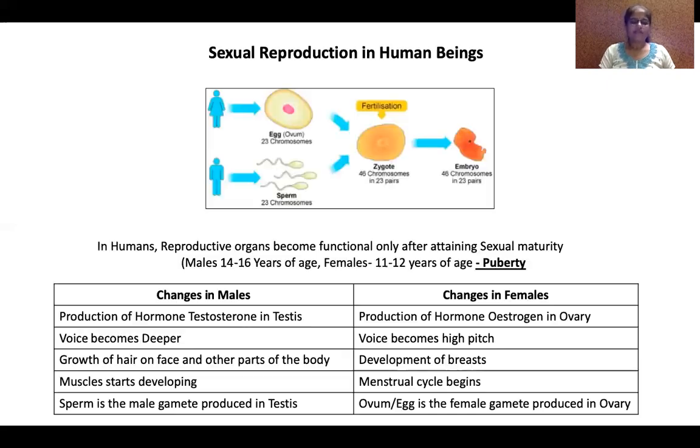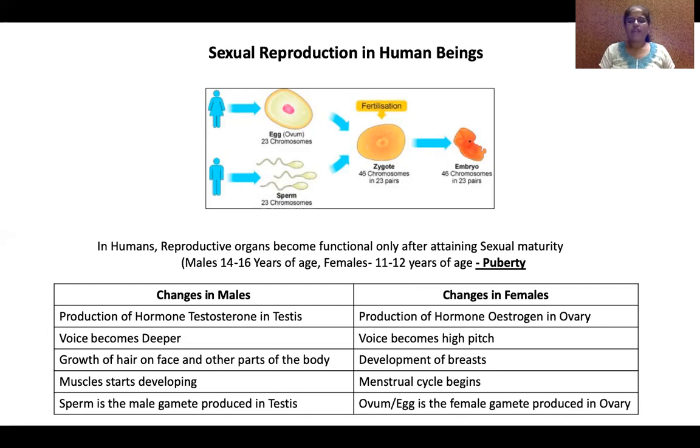Today we'll start with sexual reproduction in human beings. How does sexual reproduction happen in human beings? This is a general pictorial diagram of sexual reproduction in human beings. Females produce eggs, males produce sperms. This is a male gamete, this is a female gamete, fused together to fertilize and become a zygote. This zygote develops into an embryo. Embryo leads to a new individual. This is a general pictorial representation of sexual reproduction in human beings.